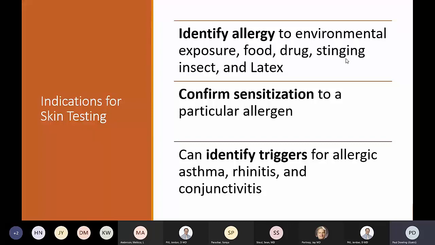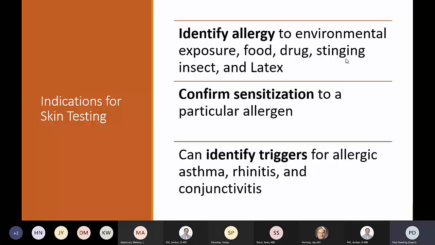So we use it to identify environmental exposures, food, drug allergies, stinging insect allergies, and allergies to things like latex. We use it to confirm sensitization to a particular antigen, and we can identify triggers for allergic asthma, rhinitis, and ocular symptoms as well.